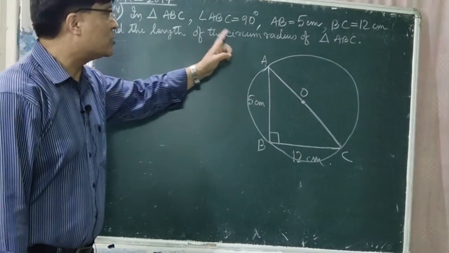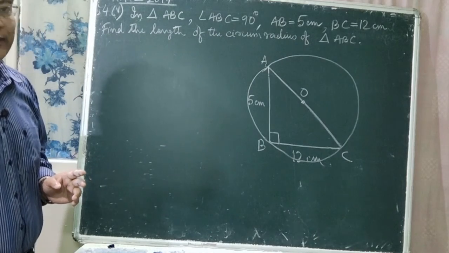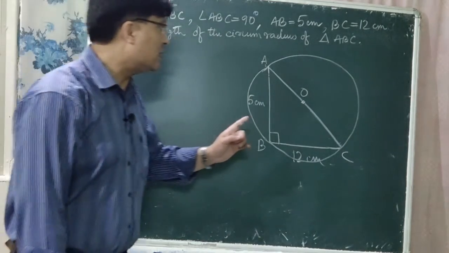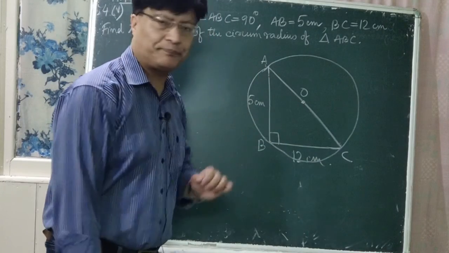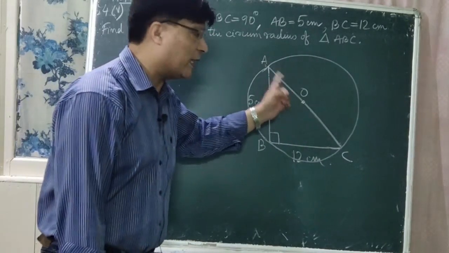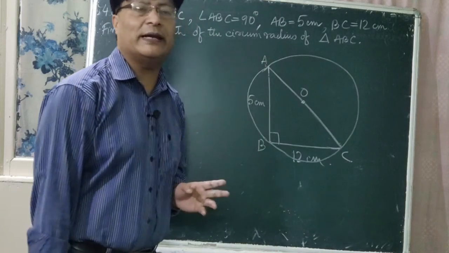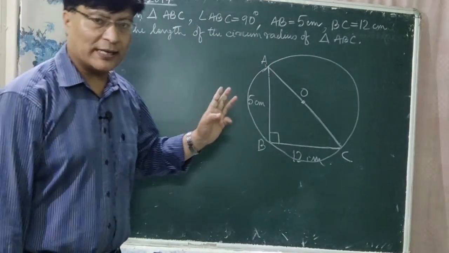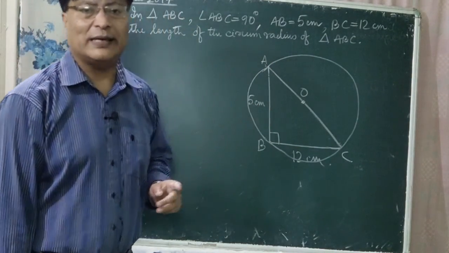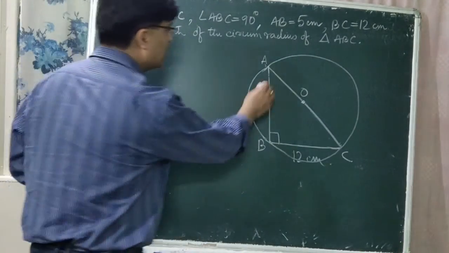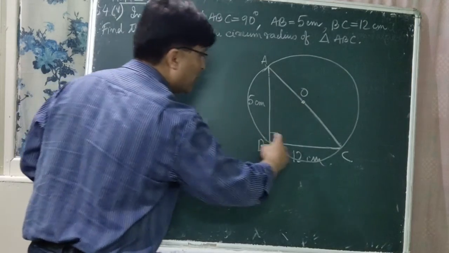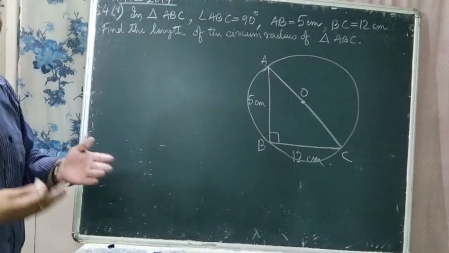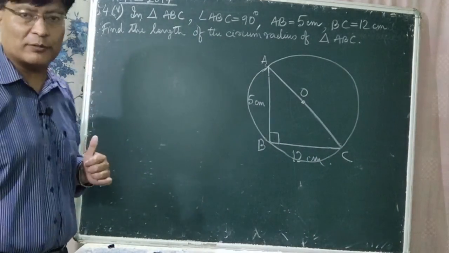Now in this case you have to get the circumradius of the triangle ABC. That is, circumradius of the triangle ABC means you have to get the length of OA. This OA will be the radius of the circle. That is the circumradius of the triangle ABC. So how can you get the length of AC now? You know that ABC is a right angle triangle. You can use Pythagoras theorem. We proved Pythagoras theorem in the previous theorem, isn't it?